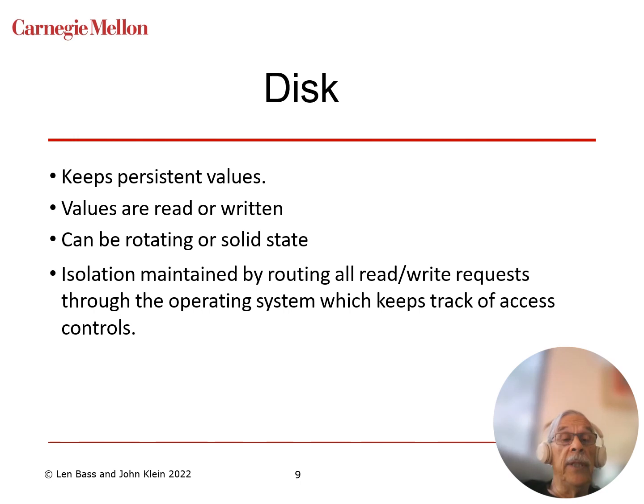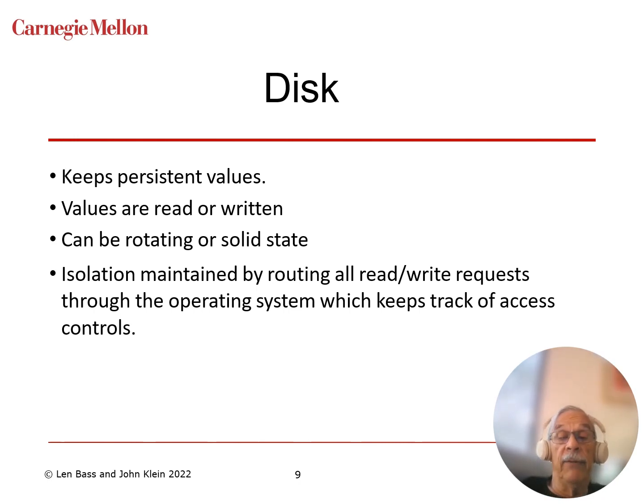Disk is used for the storage of persistent values, and you can read and write values from a disk. And so disk can either be rotating or solid state. That's a funny use, because disk to me means rotating, but there's a notion of solid state disks. And isolation is maintained by routing all read and write requests through the operating system. An application programmer can't do reads and writes without asking the operating system to do it for them.